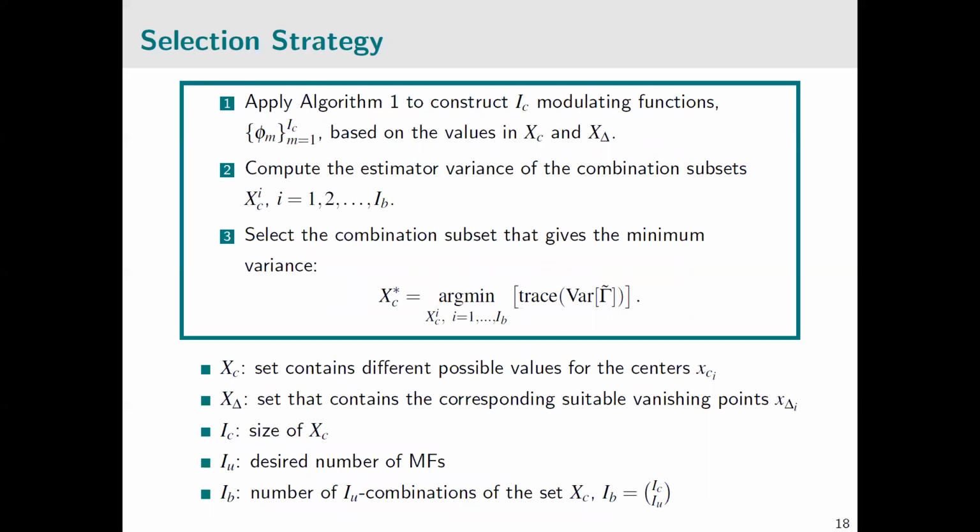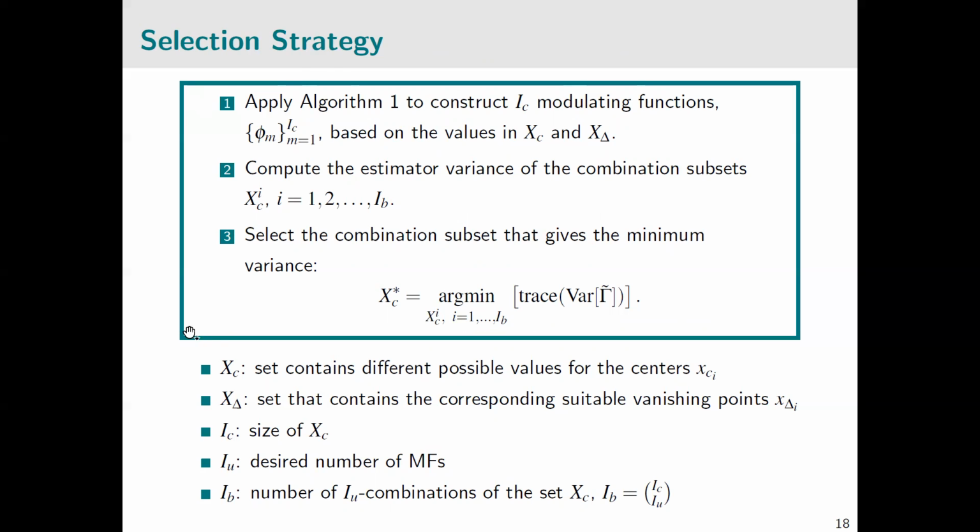For that, we propose the following strategy. In this strategy, we combine the algorithm with the estimator variance to get the optimal choice. As a first step, we implement algorithm 1 to construct modulating functions based on the candidate values for the center and the vanishing point. Then we compute the estimator variance of each combination subset. Each subset consists of a number of modulating functions equal to the number we are asking for. For example, you can use the minimum number, which is the number of unknowns. Then we select the combination subset that gives us the minimum variance.